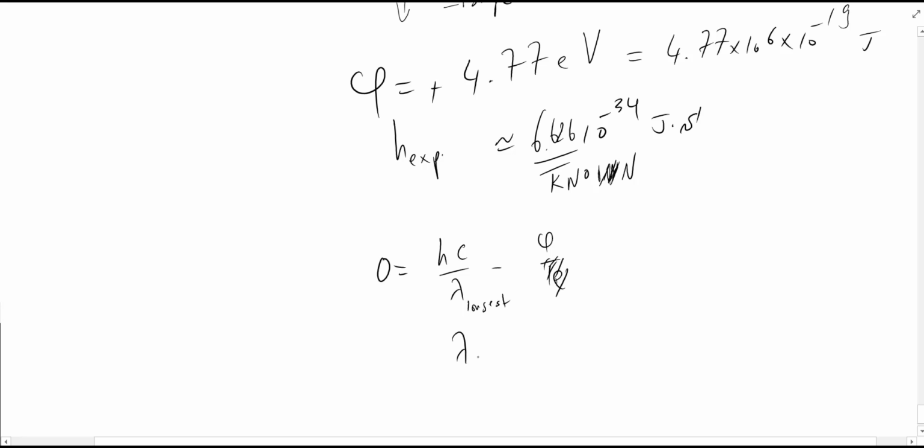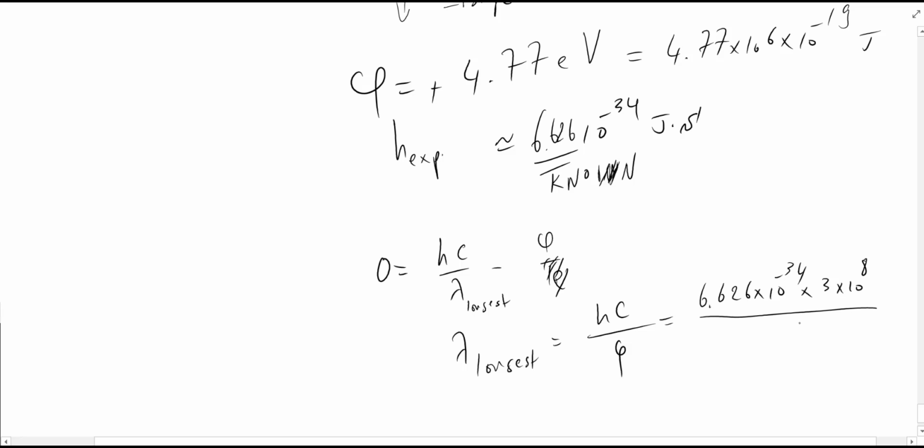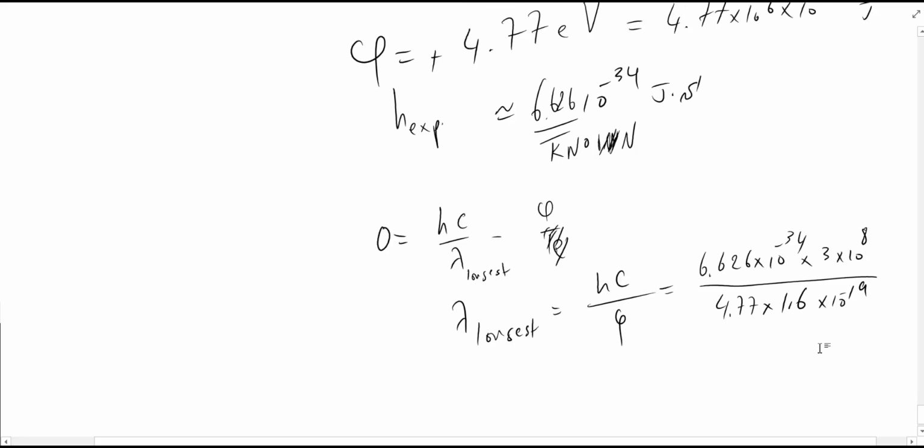So from here, you're going to get the longest wavelength to simply be hc over phi, and phi now is in joules. So you have to use the second number, 4.77 times 1.6 times 10 to the negative 19, to get this one correct. So here, you use a known value now. Don't use the one that you measured from the experiment. So hc is 6.626 times 10 to the negative 34 times 3 times 10 to the power 8, that's the speed of light, divided by phi, and phi is 4.77 times 1.6 times 10 to the negative 19, and that will give you the longest wavelength in here.